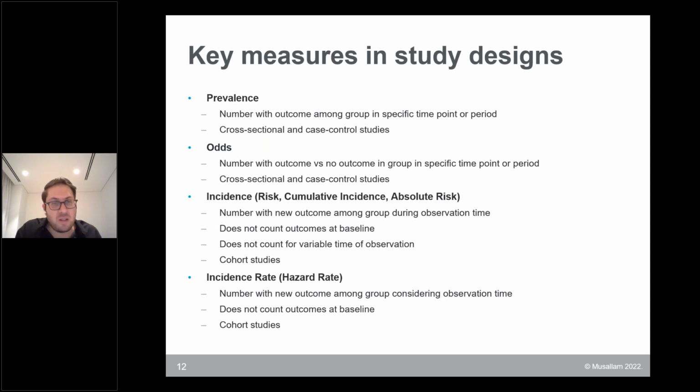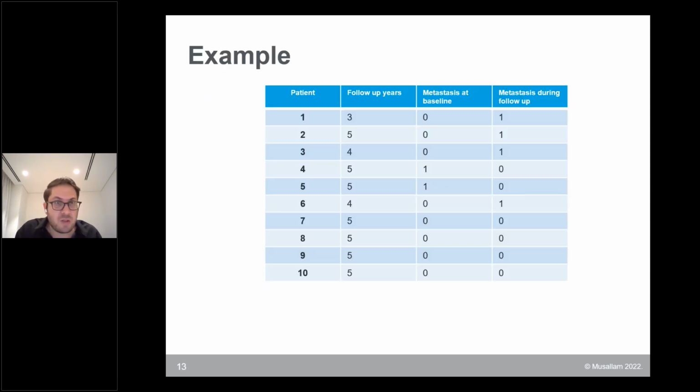Obviously, this probably made no sense, what I just did now. Let's try to give it a bit more sense through this table. If you look at this table, we have 10 patients. We followed up these patients for different times, for different reasons. First patient for 3 years, second patient for 5 years, 4 years. And we're looking for the occurrence of metastasis in this group. These are cancer patients.